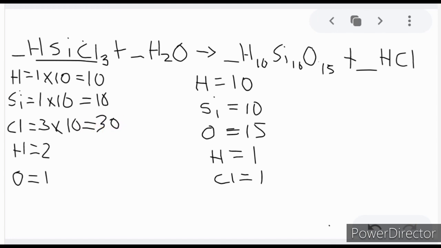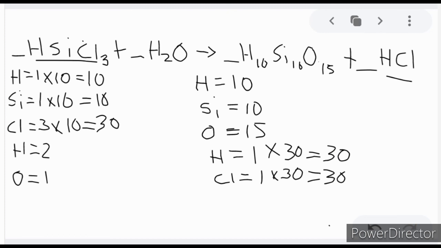So let's look for other elements involved in order for us to get a balanced equation. So let's multiply Cl, which is 30. So we get 1 times 30 is equal to 30. Then since HCl is in the same group, we also need to multiply 30 on H. So we get this equation.